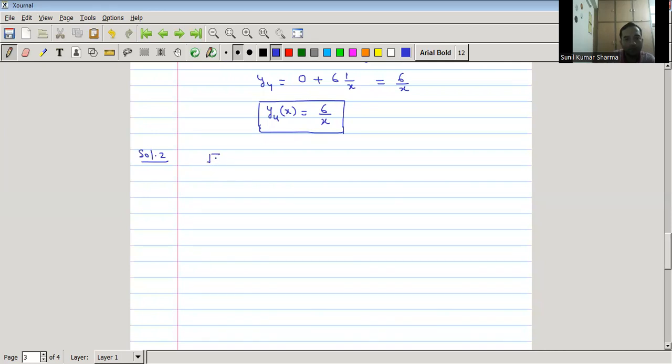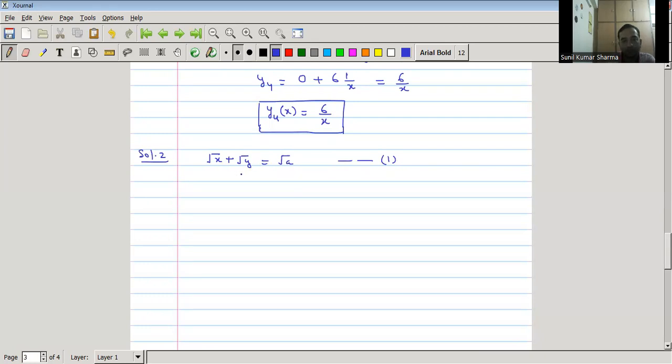Under root x plus under root y equal to under root a. So this is given. Let this be equation 1. Differentiate both sides with respect to x. You can try this question by two methods. First, you differentiate both sides with respect to x.